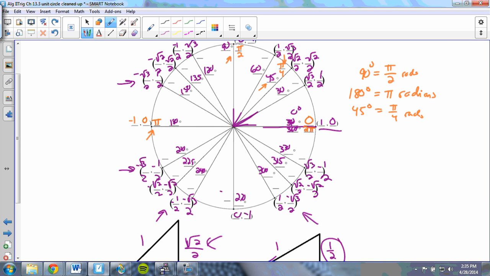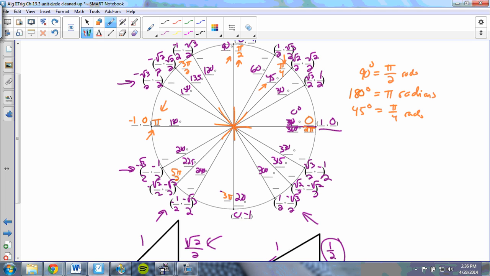And now I'm going to think about counting by 45 degrees, just like how we've already done. We went 45, 90, 135, 180. I'm going to do the same thing, but instead of counting by 45s, I'm going to count by pi over 4s. This was a pi over 4. So this is 2 pi over 4, and 2 pi over 4 reduces to pi over 2.